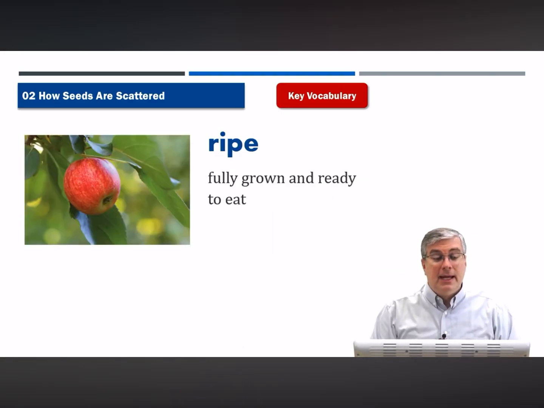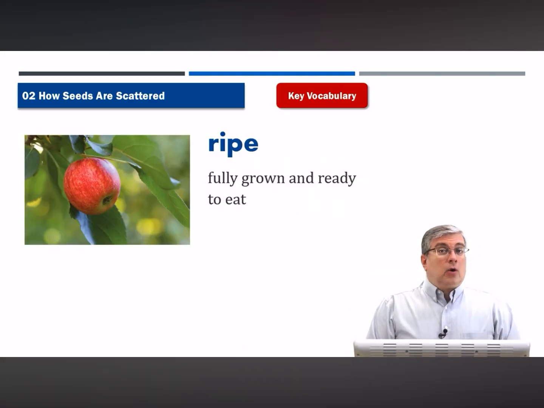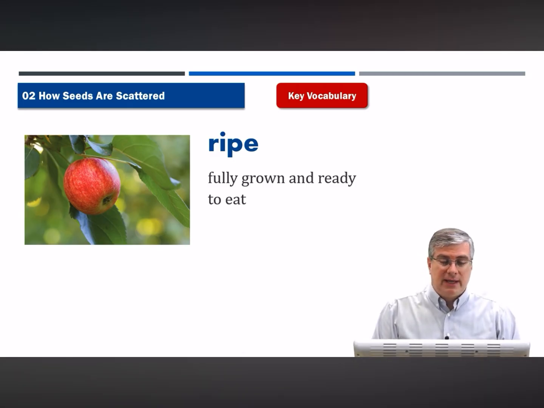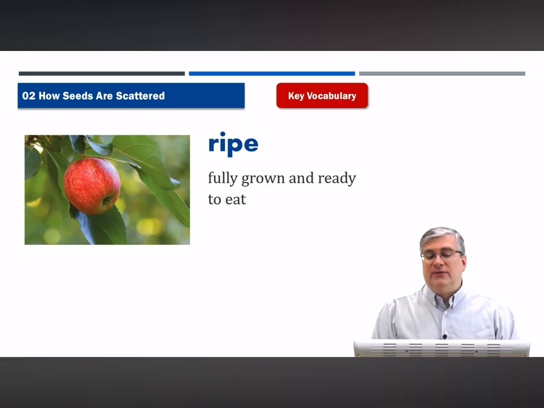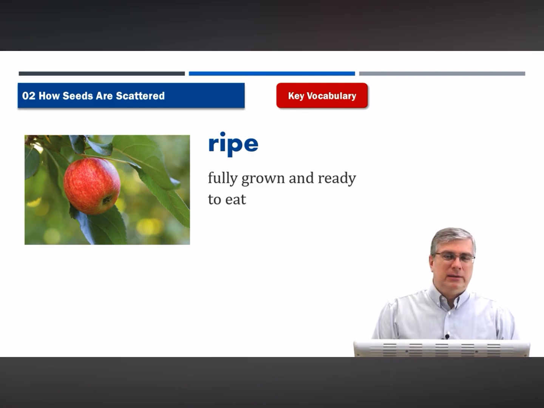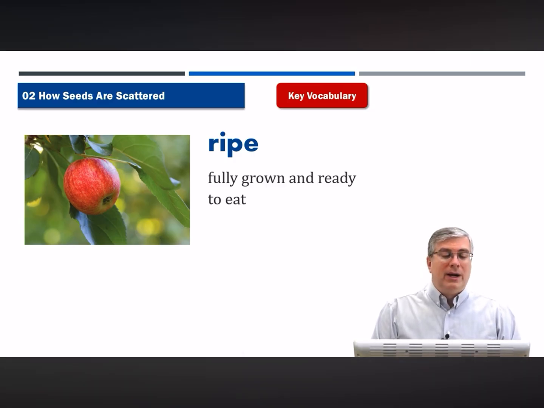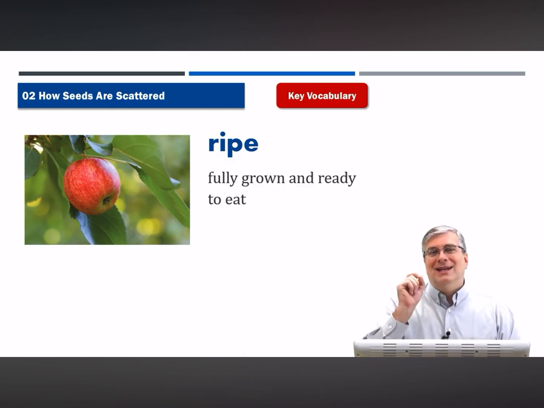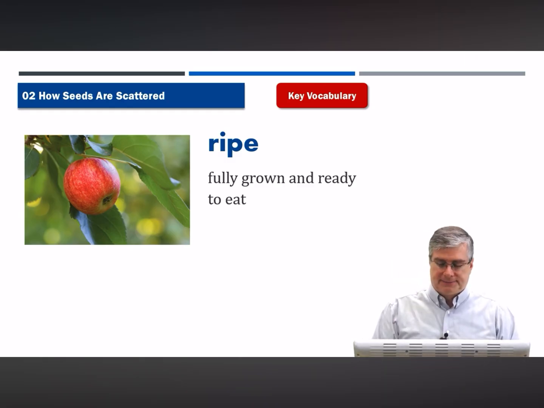Okay. Next we have ripe. Ripe is an important word, especially if you're going to eat fruit or other types of plants or vegetables, right? Ripe means that it is fully grown and ready to eat. So you don't want to eat an unripe apple. Ugh, that doesn't taste very good. You want to eat a ripe apple or a ripe orange or ripe corn. Whatever the plant is that you eat, it should be ripe. That means it's fully grown and it is ready to eat.